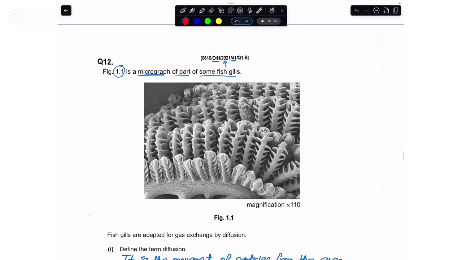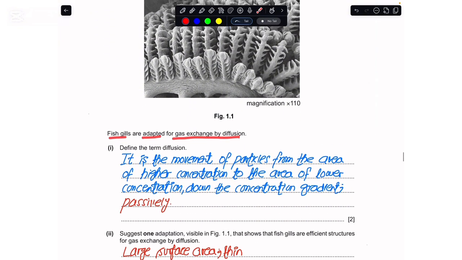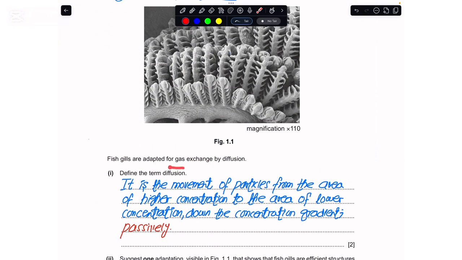So they are asking that the fish gills are adapted for gas exchange by diffusion. And for the total of 2 marks, they want us to define the term diffusion. And we know in diffusion, the particles would move from an area where they are in higher number or higher concentration to that area where the particles are in lower number or lower concentration. That is done down the concentration gradient, and we do not need any energy. So that is why we can also write the word passively here.